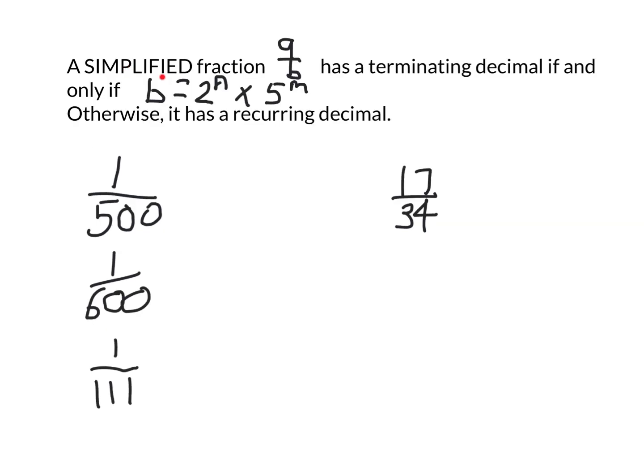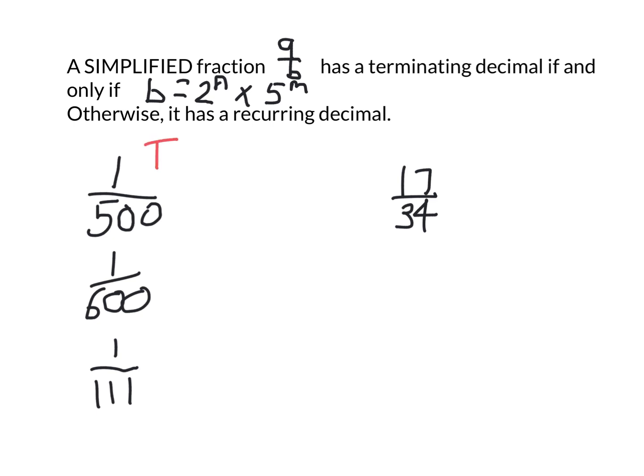So it turns out if you have a simplified fraction a over b, it will yield a terminating decimal if and only if b equals 2 to the n times 5 to the m. What does that mean? Well, that means your fraction needs to be simplified. Its decimal will be terminating if the only prime factors of the denominator are 2 and 5. It has no prime factors other than 2 or 5. If b, the denominator of a simplified fraction, has any prime factor other than 2 or 5, it will yield a recurring decimal.